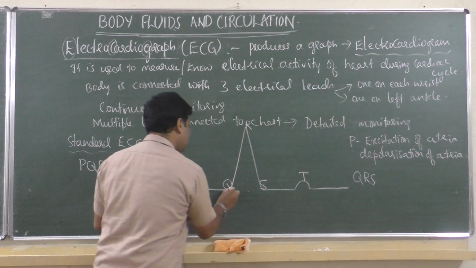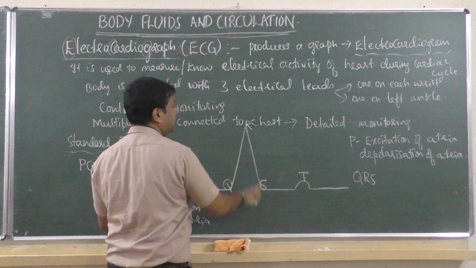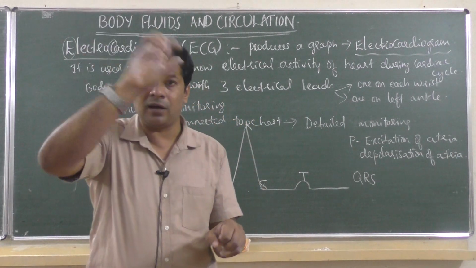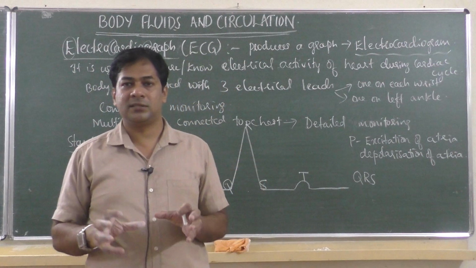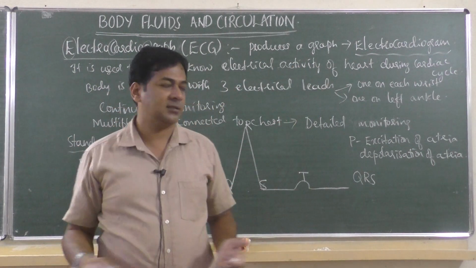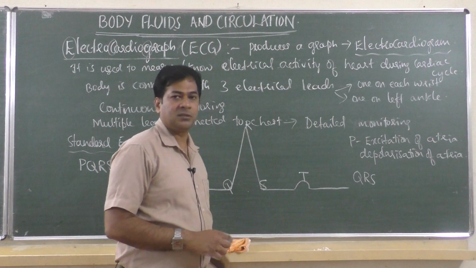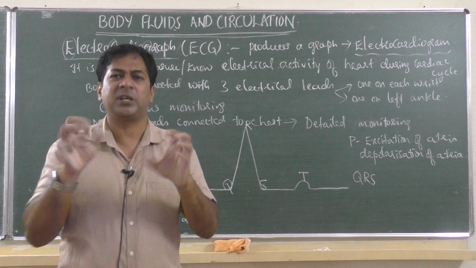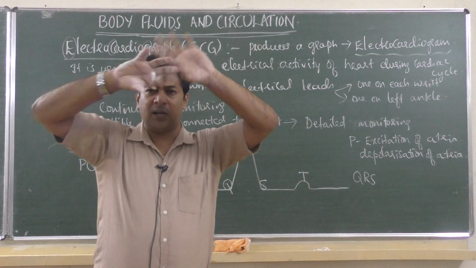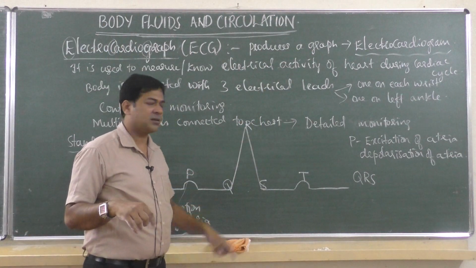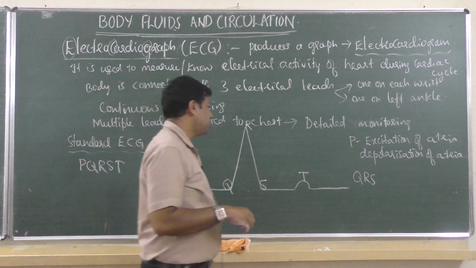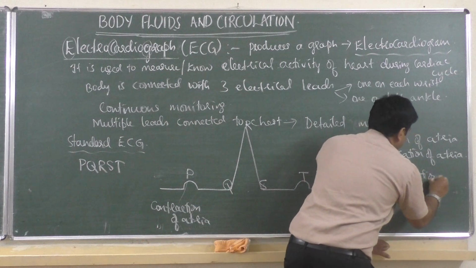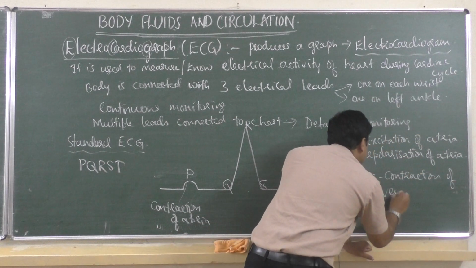QRS, this peak, indicates when the ventricles pump blood to the aorta and pulmonary artery, that is, taking the blood away from the heart. Then it shows this peak. Because the pressure from the ventricle is more, with the pressure it pumps blood to the aorta and pulmonary artery, so the peak will be bigger, taller. So QRS stands for contraction of ventricles.